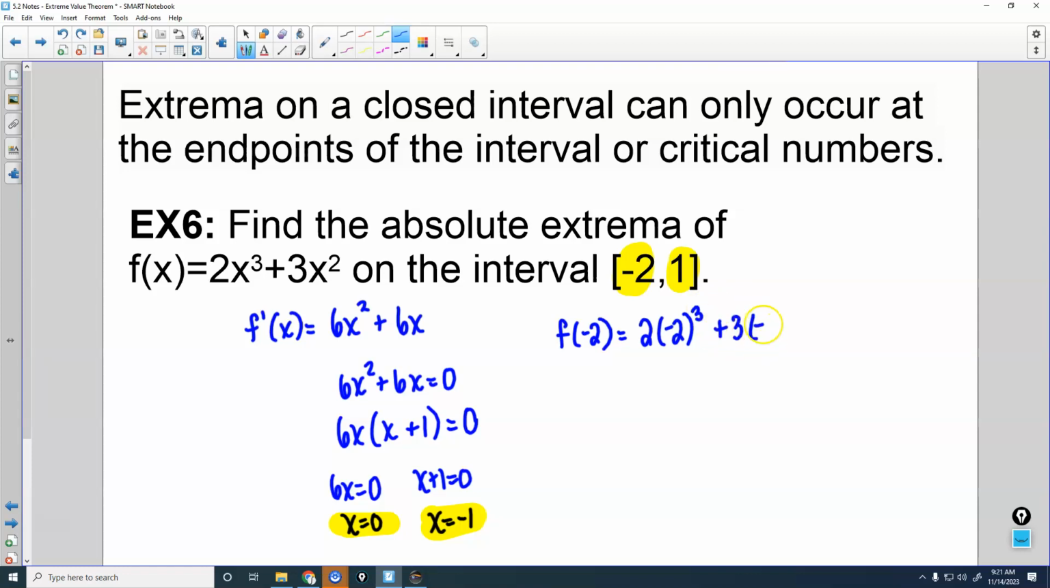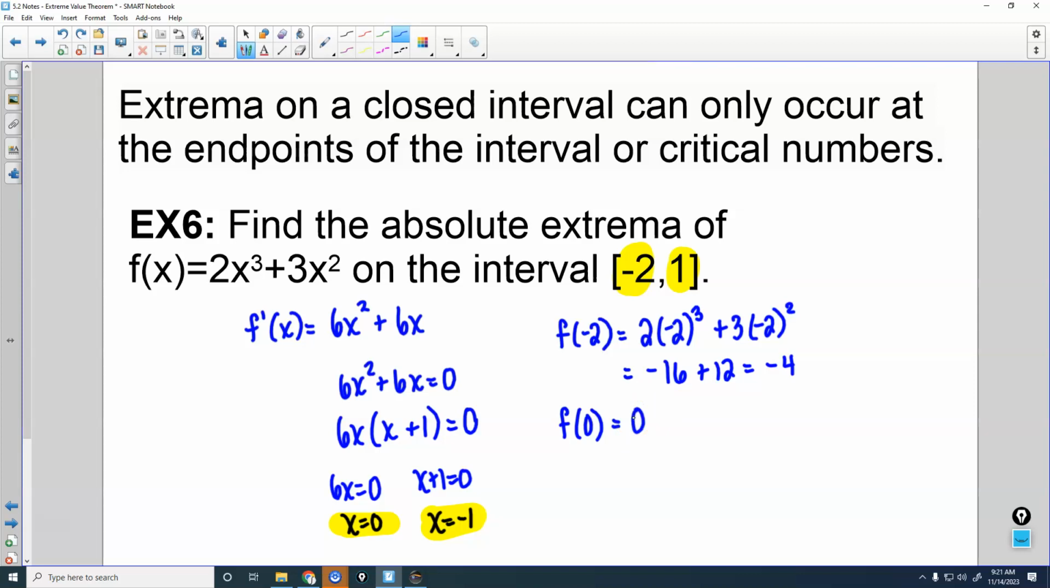So we got plus 3 times negative 2 squared. That is going to be, let's see, negative 8 times 2 is negative 16, and that'll be 4, so plus 12. We'll get negative 4 for that one. I'm going to try f of 0. What is f of 0? It's just 0.